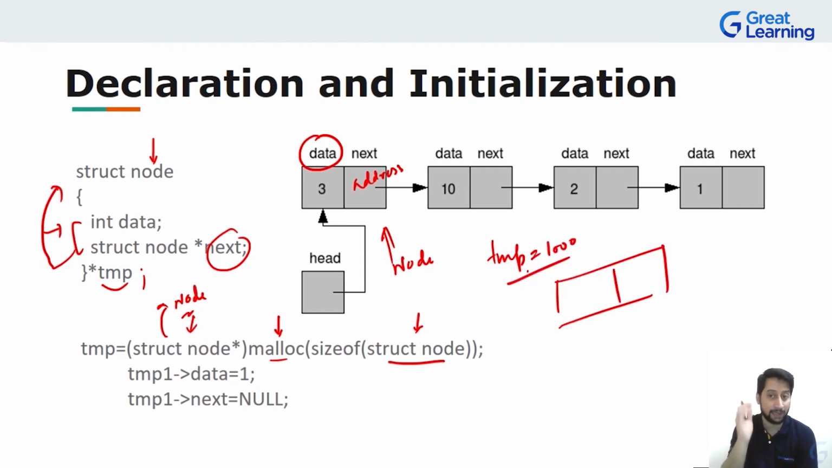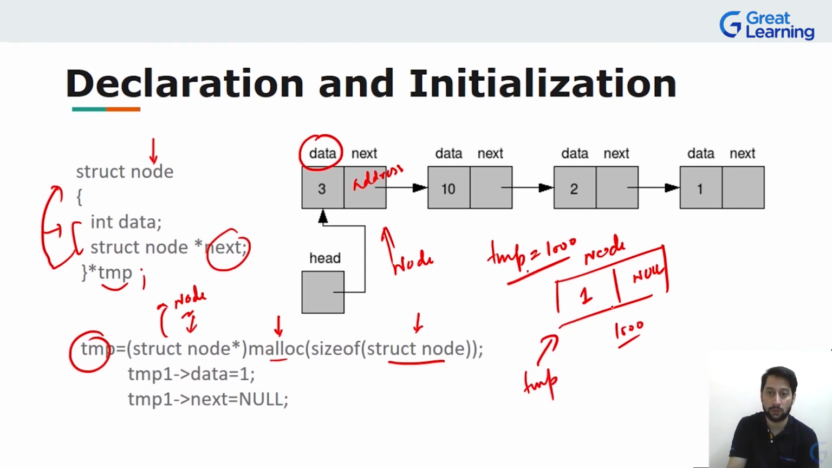So this is how you will be creating your node, and in this case the data part will contain 1 and the next part will contain null, and the reference or the address that is there, 1000, will be stored in this temp, because this is the temp which is pointing to this node.